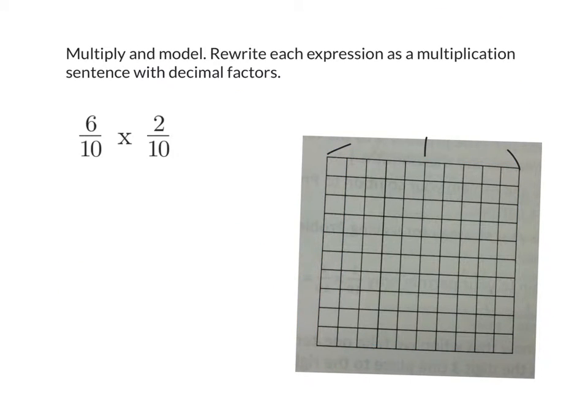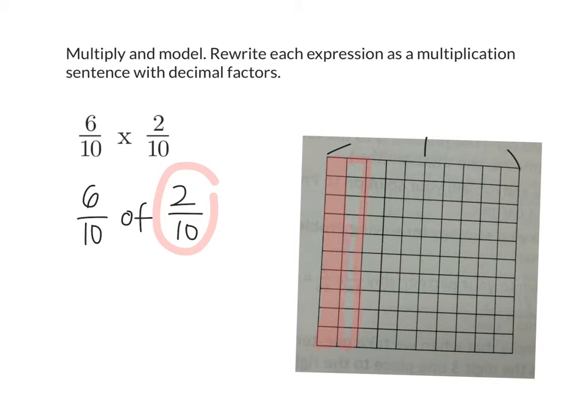Yes, we did. Now, how do we write 6/10 times 2/10 using words? Well, we're trying to find 6/10 of 2/10. So when I model it, which fraction should I draw first? 2/10. Very good. So I know that there's 10 going across. So if I color in one row, what fraction is that? 1/10. Is that what I want? No. I want what? 2/10. So there we go. Now I have to color in 2 columns and label it as 2/10.